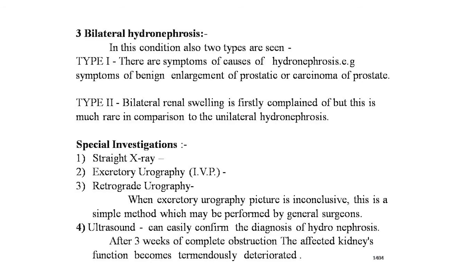the unilateral hydronephrosis. Now the special investigations to be done in hydronephrosis are straight X-ray, excretory urography, retrograde urography. When the excretory urography picture is inconclusive, retrograde urography is a simple method which may be performed by the general surgeon. Ultrasound can easily confirm the diagnosis of the hydronephrosis. After 3 weeks of complete obstruction, the affected kidney's function becomes tremendously deteriorated.